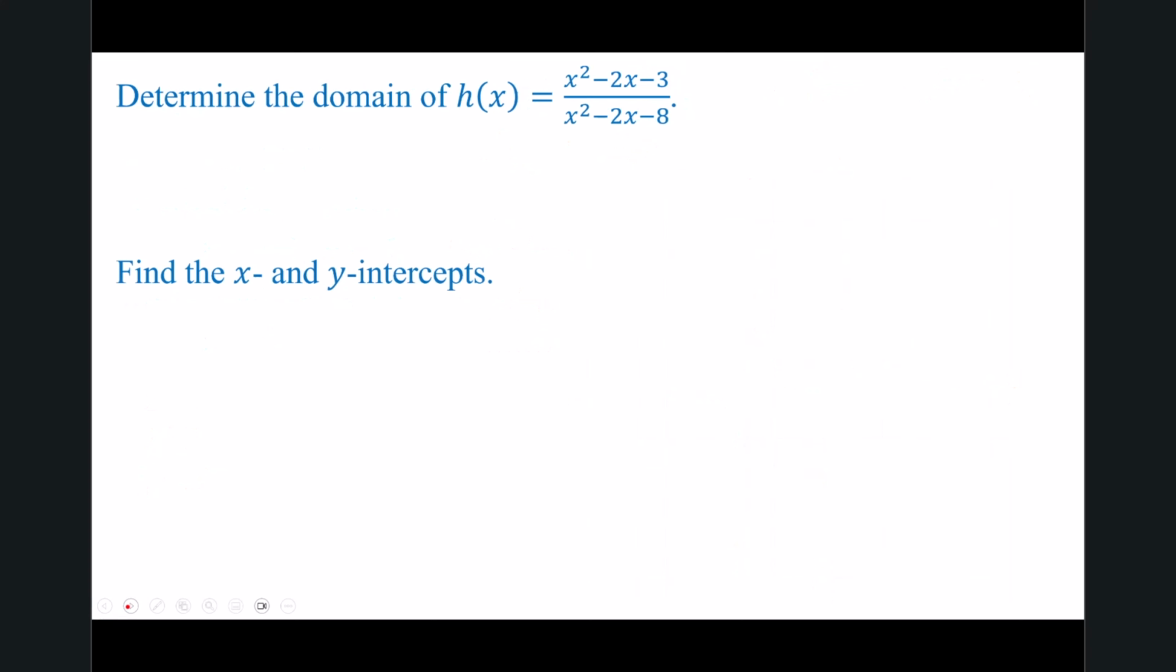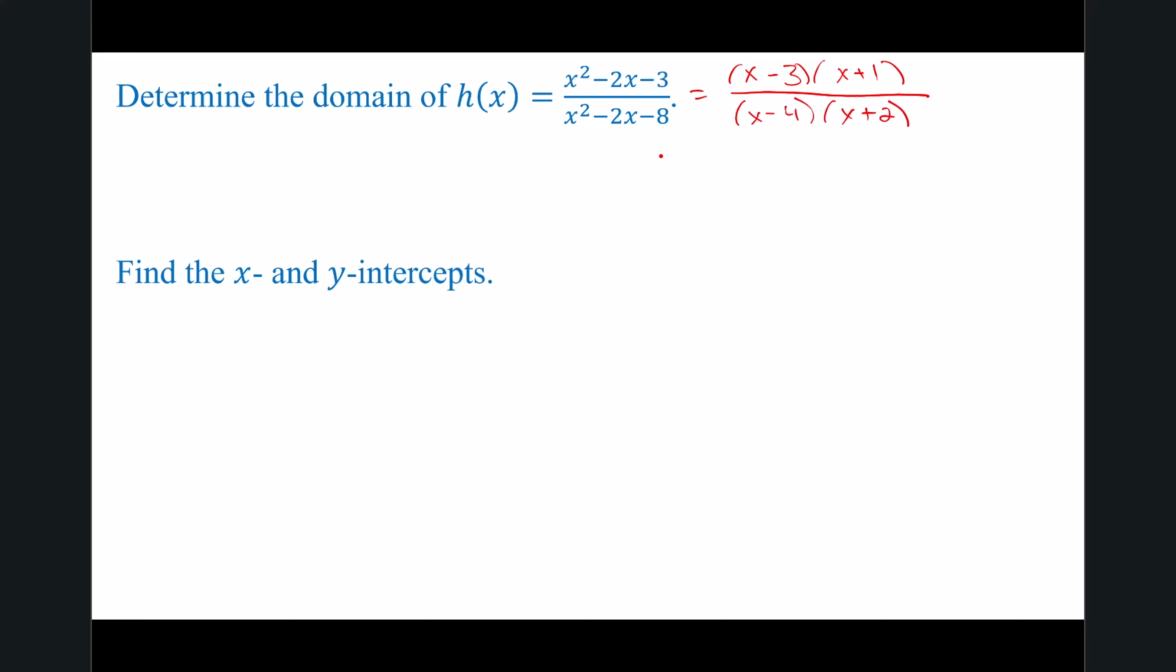Let's try another one. So let's determine the domain of this function, x squared minus 2x minus 3 over x squared minus 2x minus 8. One thing you might want to do before you start is just factor everything. So our numerator will be x minus 3 and x plus 1, and our denominator is going to be x minus 4 and x plus 2.